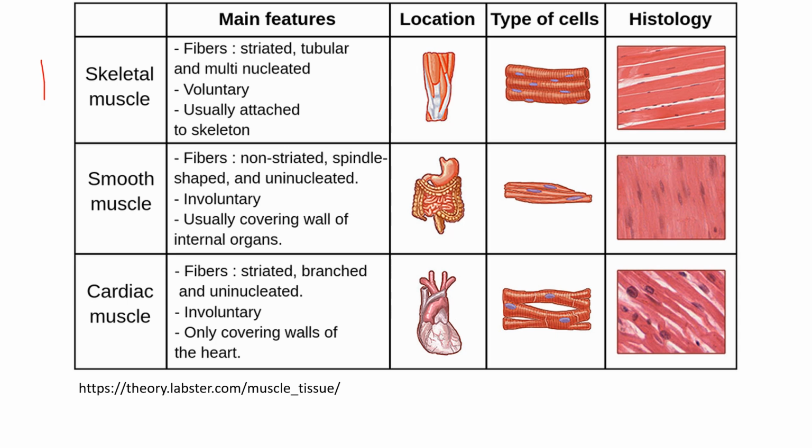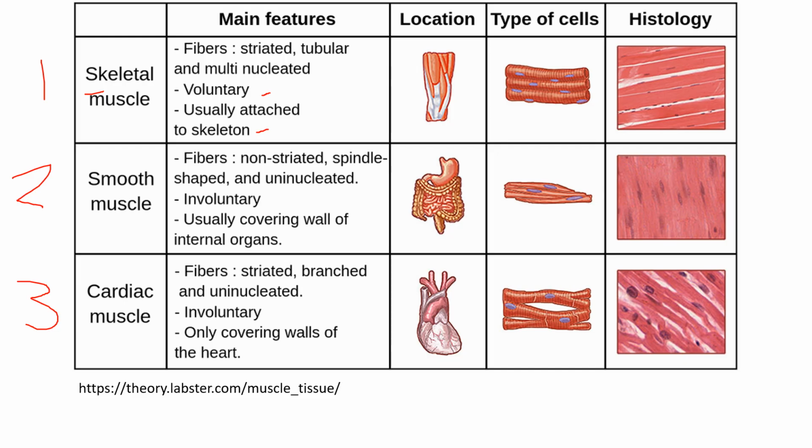There are three main kinds of muscle in the human body. Skeletal muscle is striated, meaning it is banded. It is tubular and multinucleated. The nuclei in skeletal muscle are peripherally located. Action is voluntary and it is usually attached to bones.